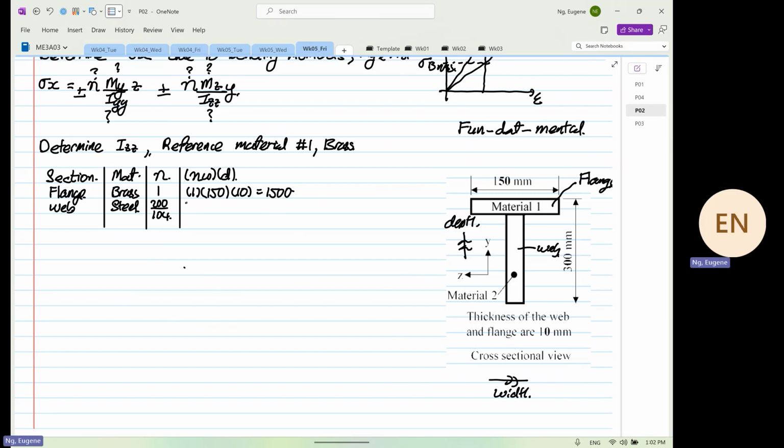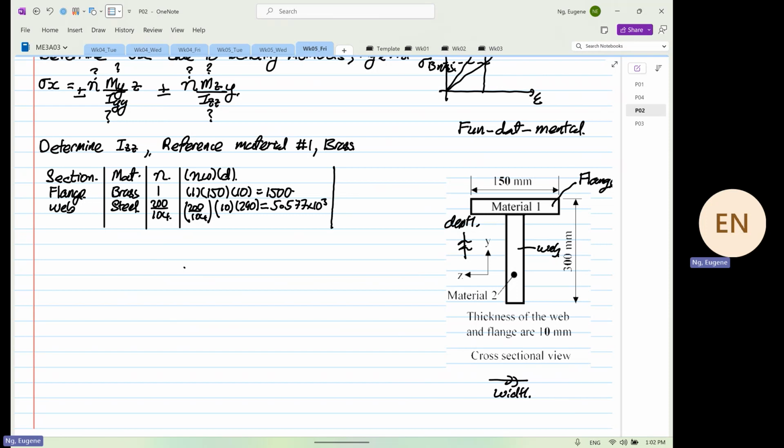The next one, 200 over 104. The width is 10. The depth is 290. So 200 divided by 104 times 10 times 290 is equal to 5.576 or 5.577 times 10 to the power 3. Then we have the next vertical one.